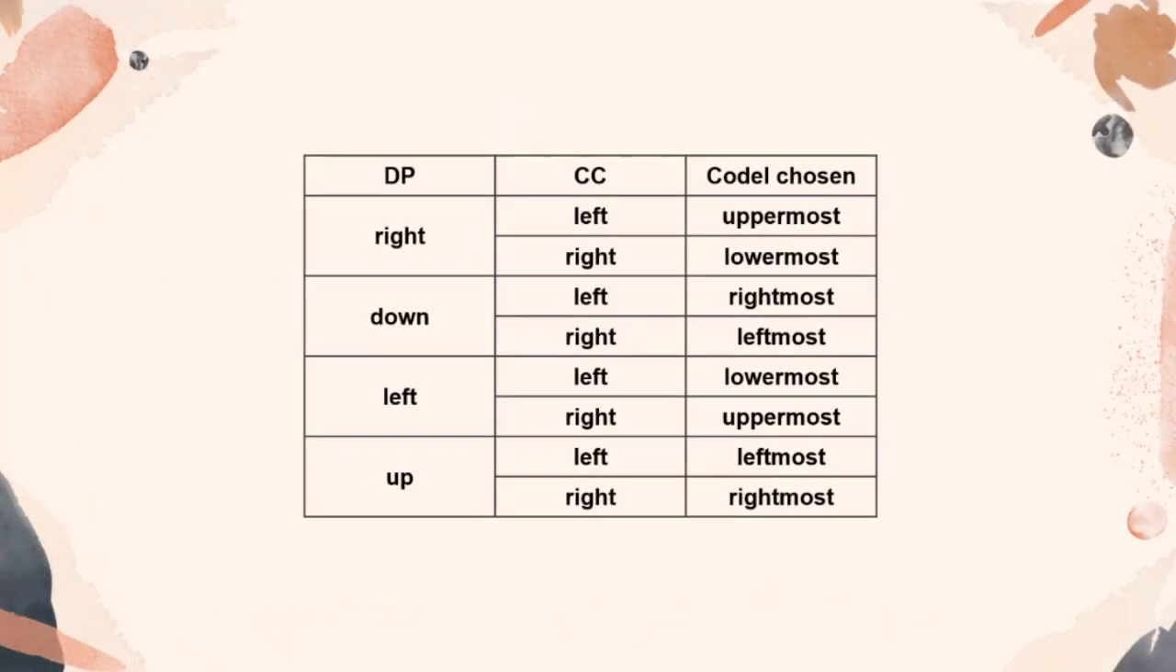And if that's too confusing, there's this handy table which can tell you which codel will be chosen. So in this example that we had, the DP was right, the CC was left, so the uppermost codel will be chosen.